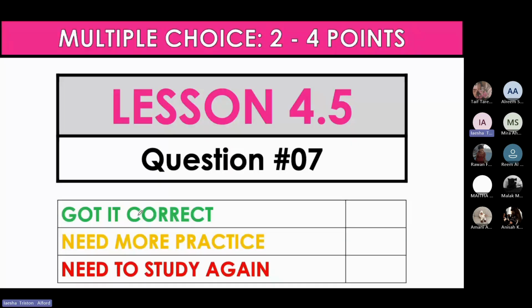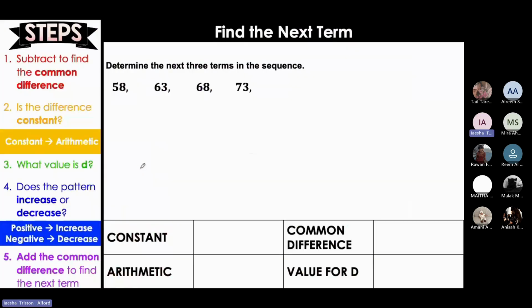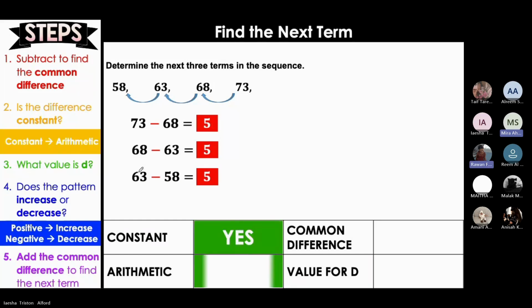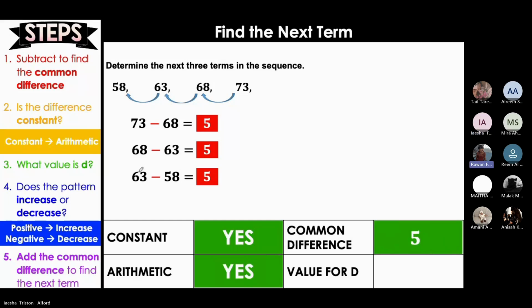The next one from lesson 4.5, question number 7. So here we have it. We're going to do the same steps. You can make a table. 73 minus 68 equal positive 5. 68 minus 63 equal positive 5. 63 minus 58 equal positive 5. Constant, positive 5. Arithmetic, yes. D equal positive 5.